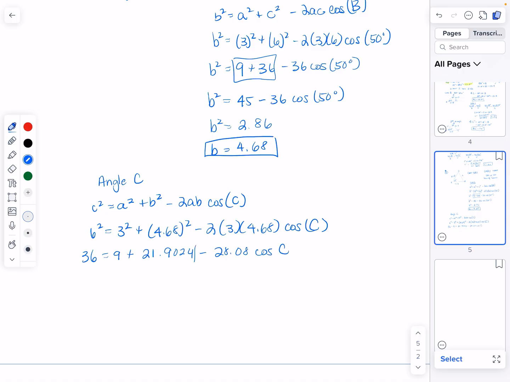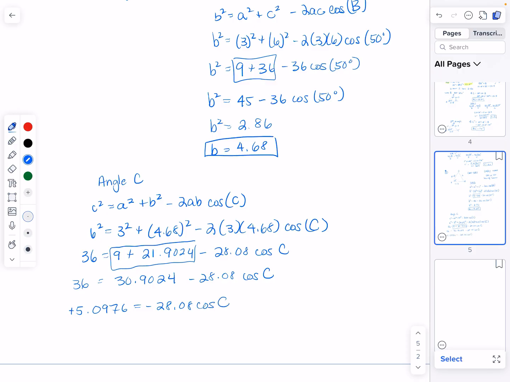I'm going to add these two together. So 9 plus 21.9024 gives me 30.9024 minus 28.08 cosine of angle C equals 36. I'm going to move the 30.9024 over to the other side. When I do that, I get positive 5.0976, and that equals negative 28.08 cosine of angle C.